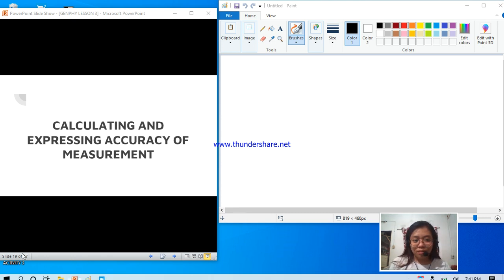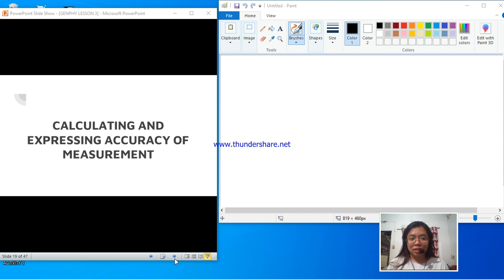So, ito yung topic natin. Another topic is the calculating and expressing accuracy of measurement. Paano natin kinakalculate? Sinusolve yung accuracy, kung gaano ka-accurate yung measurement natin sa accepted value.